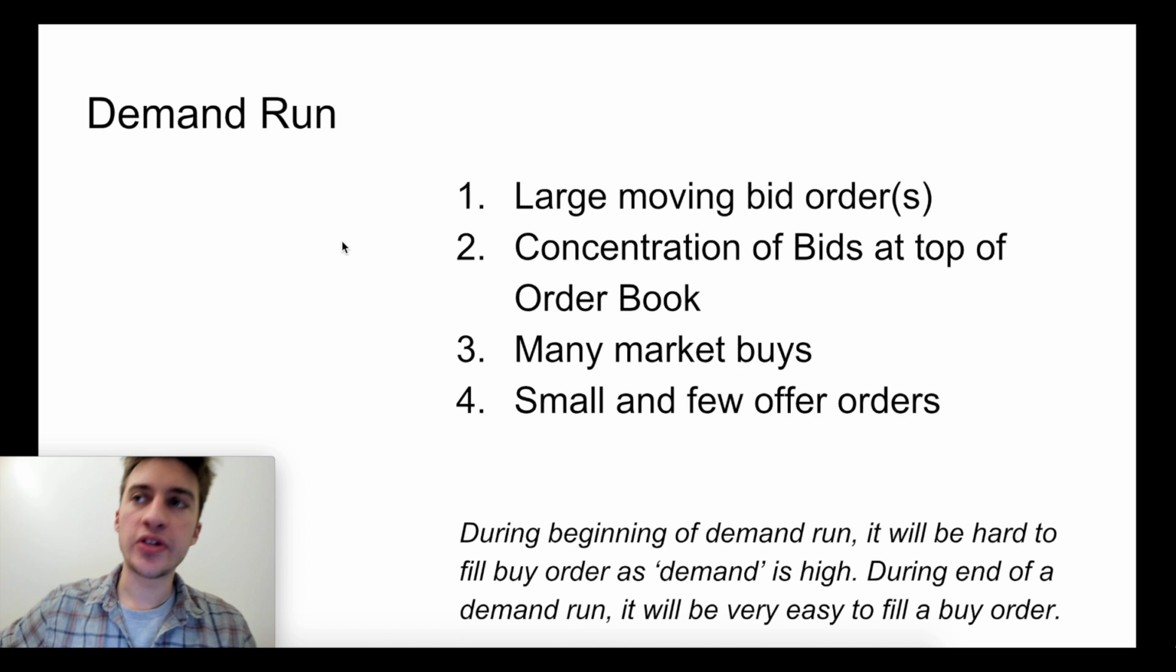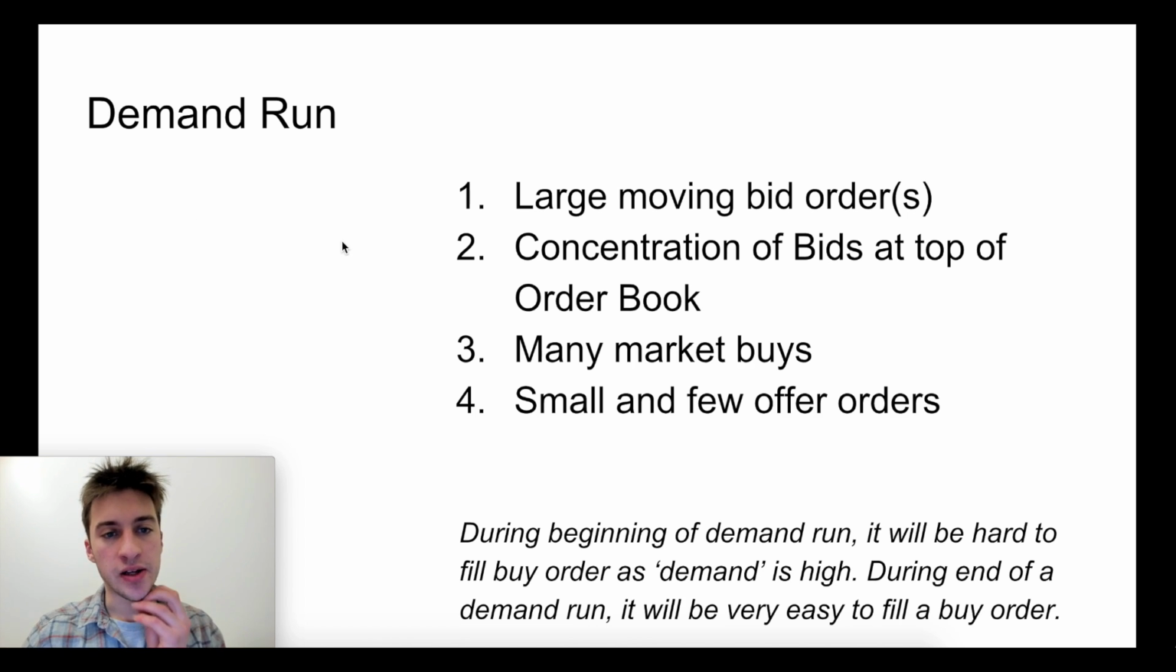So I took a few of these slides from last year and I added a few newer terms. The first thing I want to talk about is what is a demand run, what is a supply run, and what is order equilibrium. You may notice that there are times when on an order book, you see many bids coming at the top of the order book, and then you begin to see many market buys and the price just begins to rise with very little resistance. This is known as a demand run, where you see large moving bid orders.